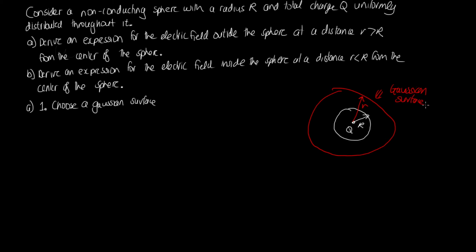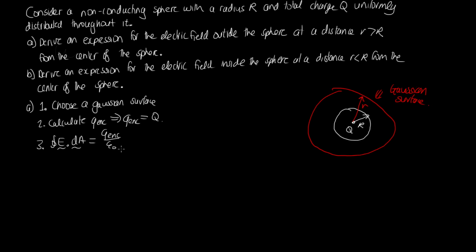Now, the second thing we had to do was calculate Q enclosed. So this is the total charge enclosed within the Gaussian surface. The only charge enclosed within the Gaussian surface is the charge of this sphere here. So in this case, we've got that the enclosed charge is equal to Q. And then in step 3, we used Gauss's law, which is that the electric field times the area, the dot product of those, is equal to Q enclosed over epsilon naught.